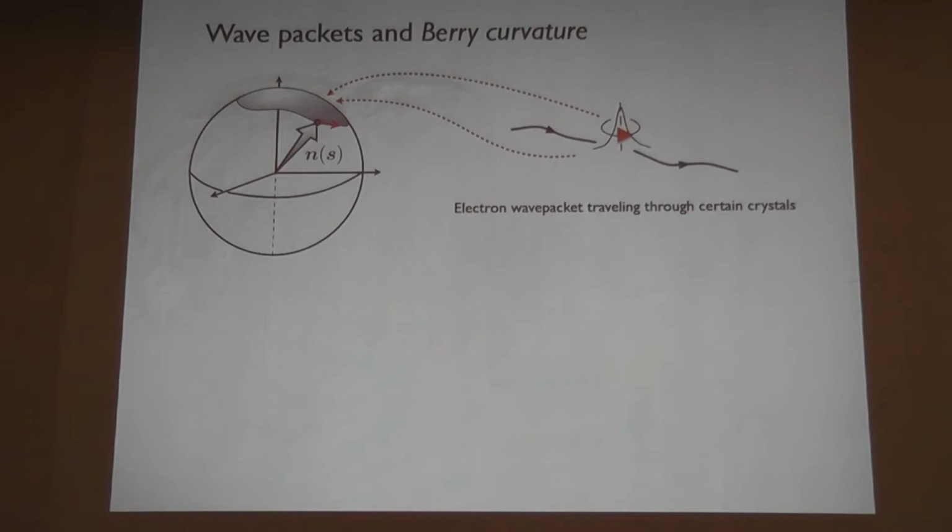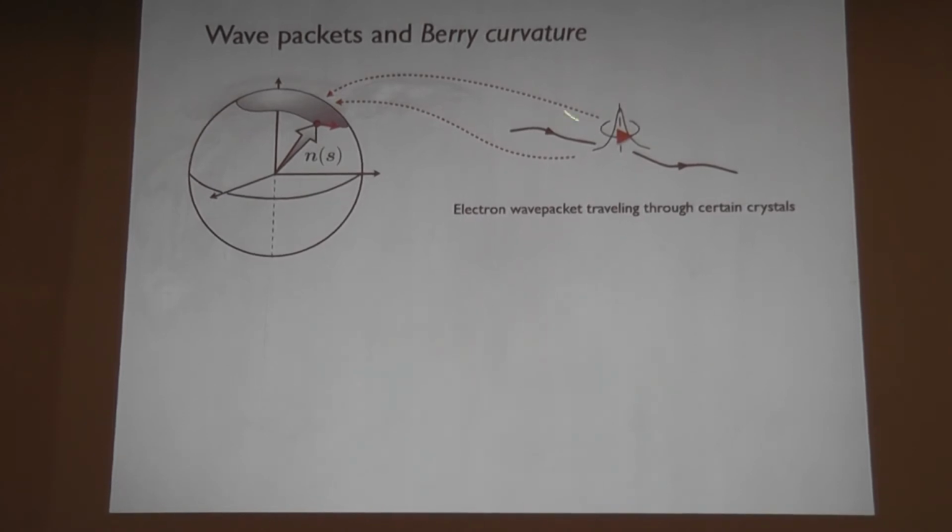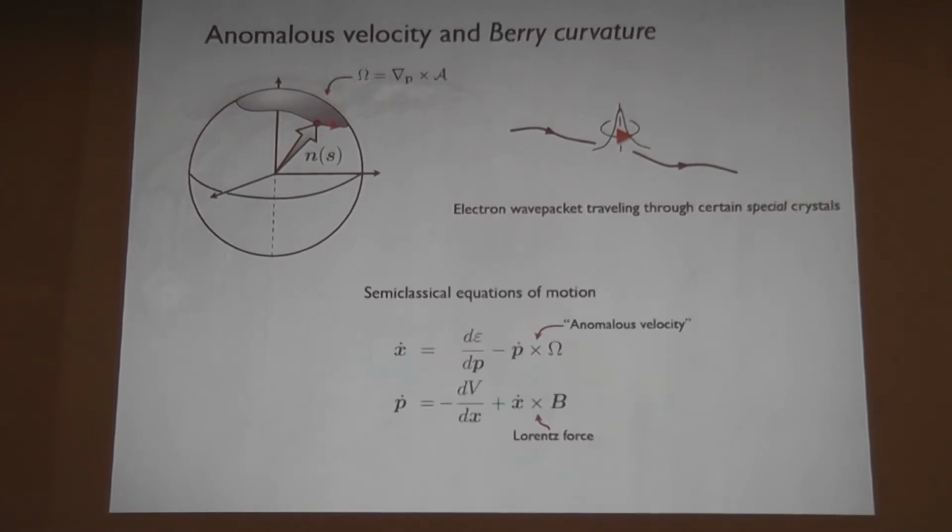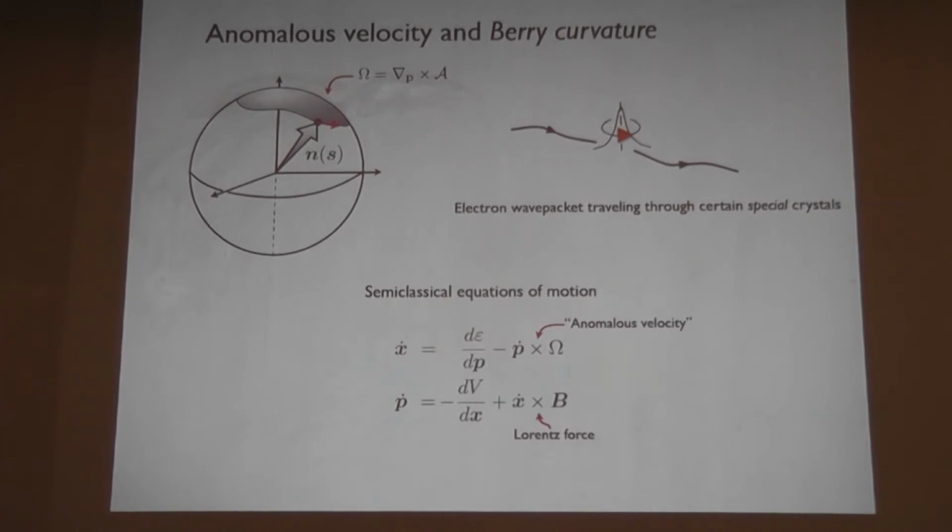As we had talked about before, some wave packets going through certain special crystals can experience some kind of self-rotation. So I take a wave packet and put it into the crystal, and it just wants to go around in a circle by itself, around itself, exhibiting a self-rotation. And one can describe this as a dual to the Lorentz force in semi-classical equations of motion.